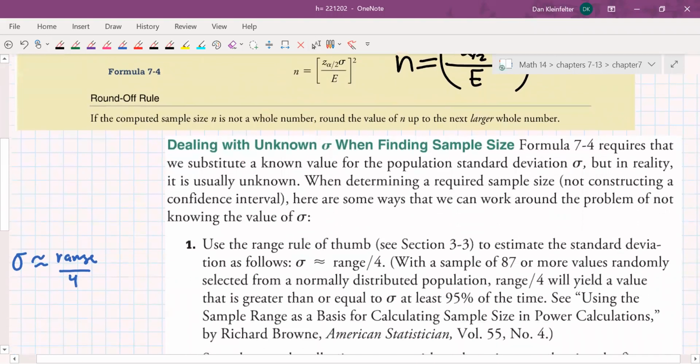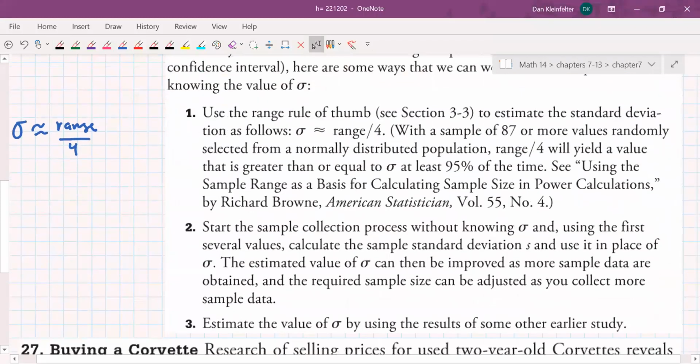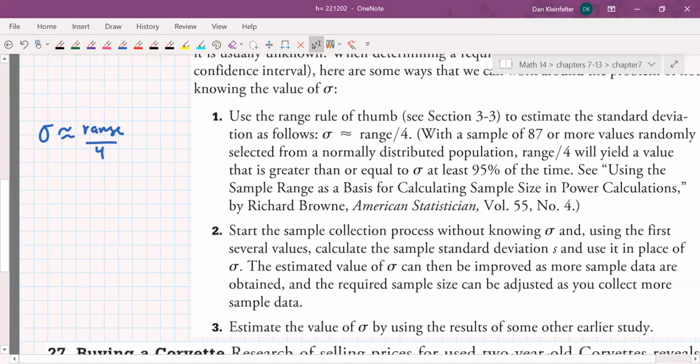Okay. So the formula here, just so you know, requires the sigma, but usually we don't have that. So if you're going to be figuring out sample size, then how do you work around that? One way is to use the range rule of thumb to estimate the standard deviation. So we had seen in the past that sigma was approximately the range divided by 4.